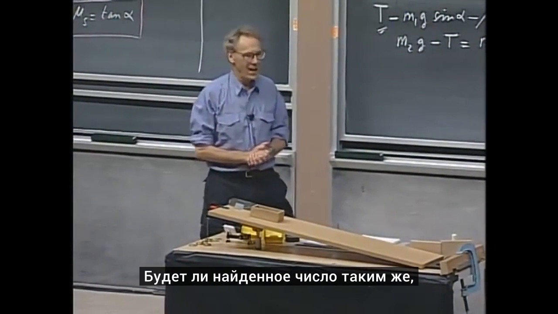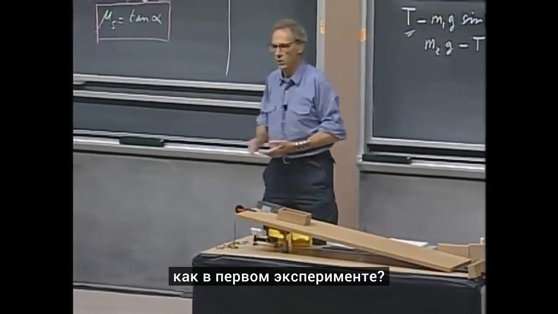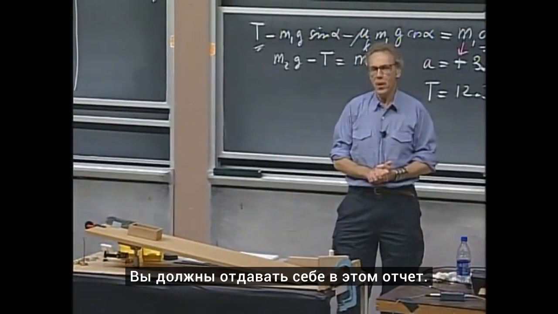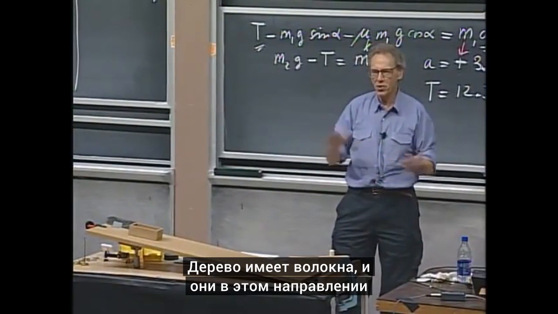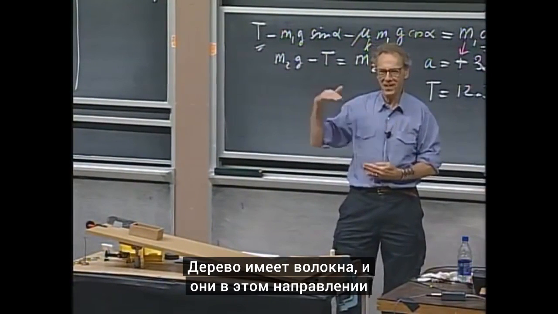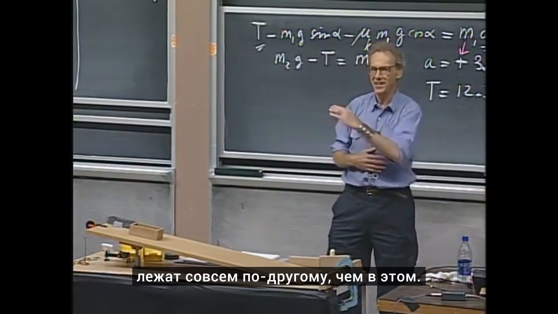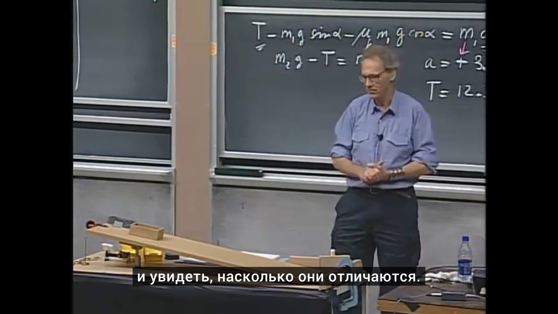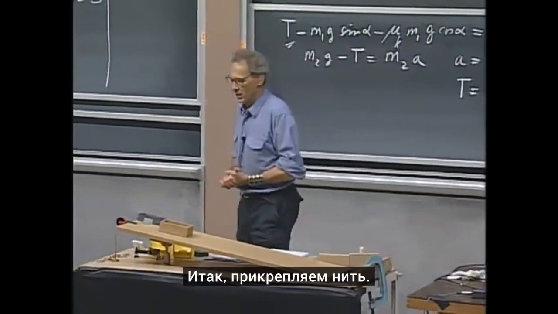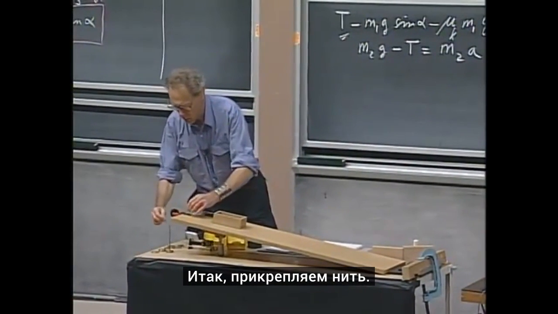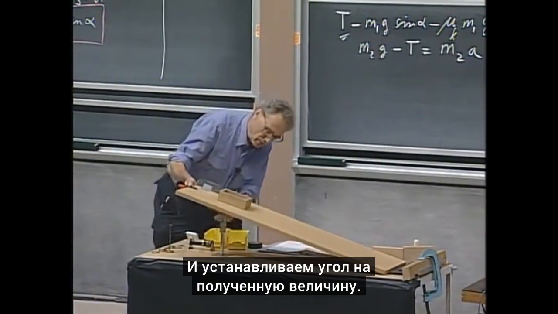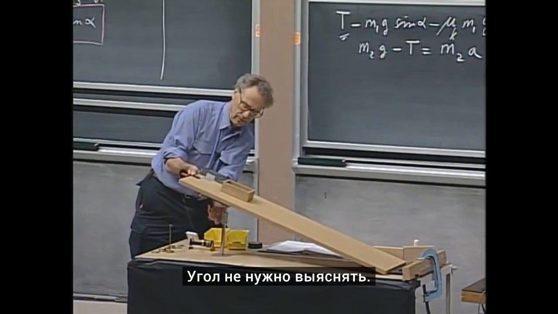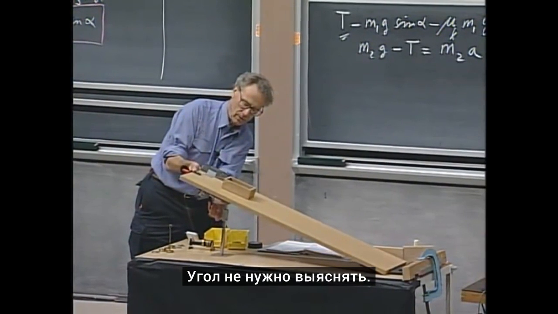Would you find exactly the same number as you find from this experiment? Not very likely. You have to think about that for yourself. Wood has grain, and the grain in this direction could be very different from the grain in this direction. But it would be interesting to compare the two numbers to see how much they're off. So I'm going to put here this rope over here, and I'm going to set the angle now at a given value. So this is now not negotiable.